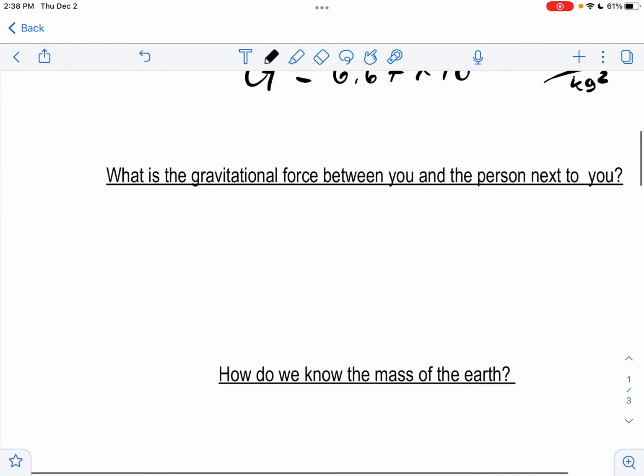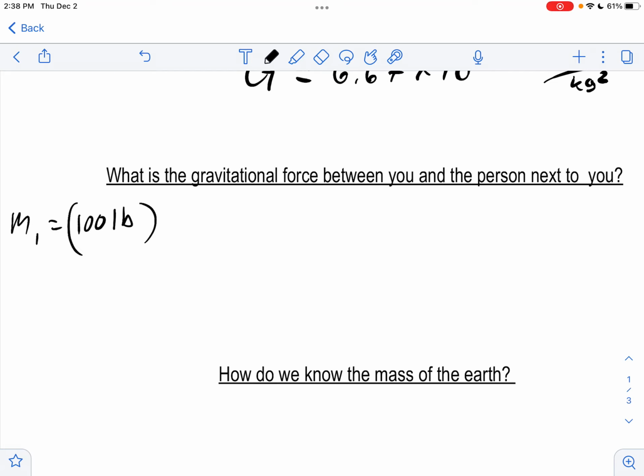In order to do that, we're going to use two hypothetical masses. Most people don't know their mass in kilograms, but they know their weight. So let's say person one is 100 pounds. To convert that into kilograms, your conversion factor is 0.45 kilograms for every 1 pound, which means someone who's 100 pounds is 45 kilograms.